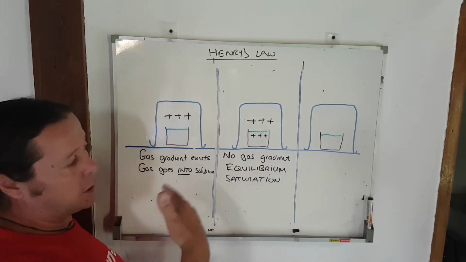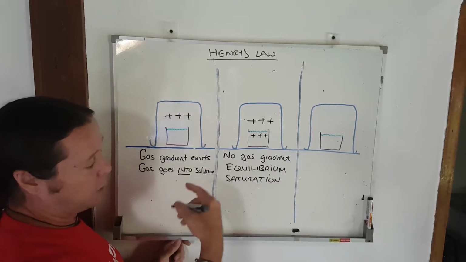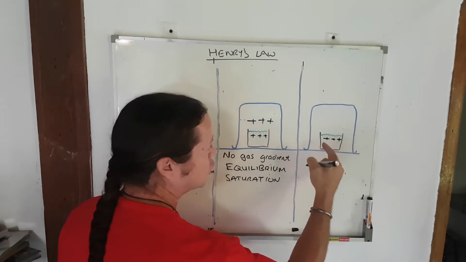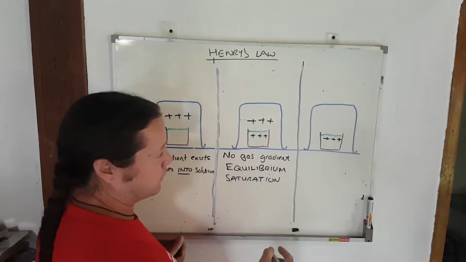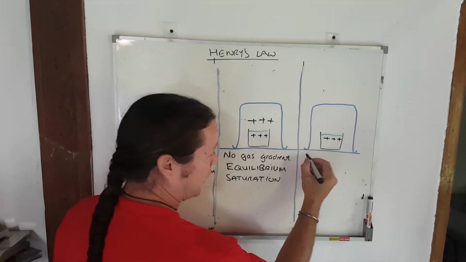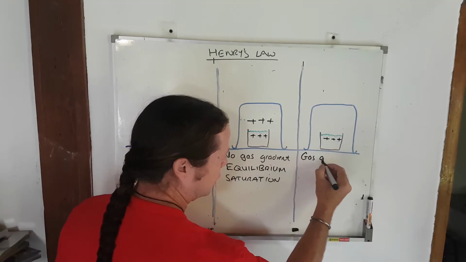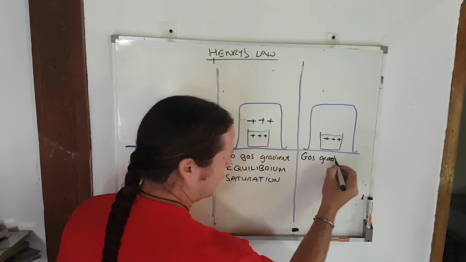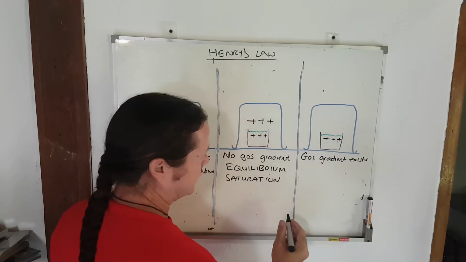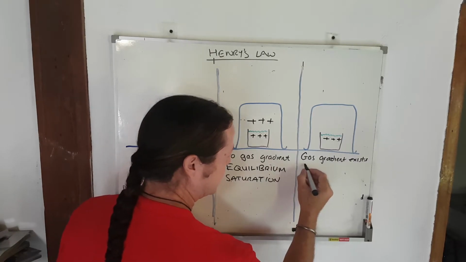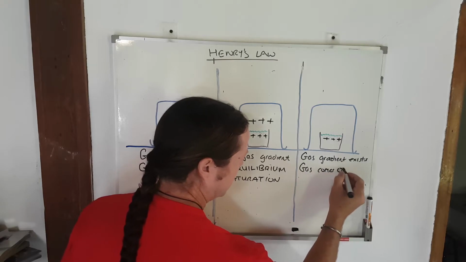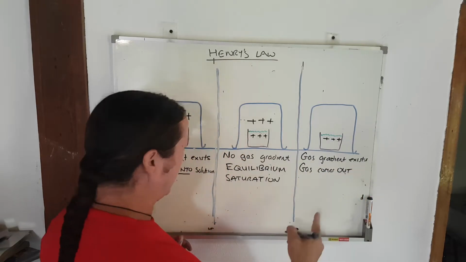Now if I go to the third situation, I think it's fairly obvious what I'm going to do next. I'm going to remove the gas pressure. So suddenly there's a difference. It's the other way around. A gas gradient exists, and the gas comes out of solution.